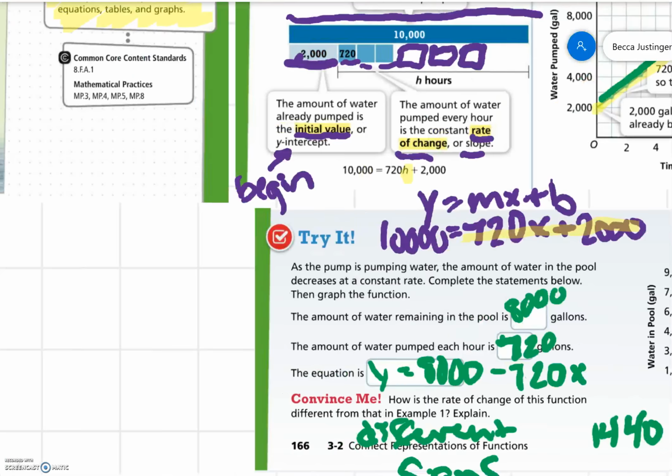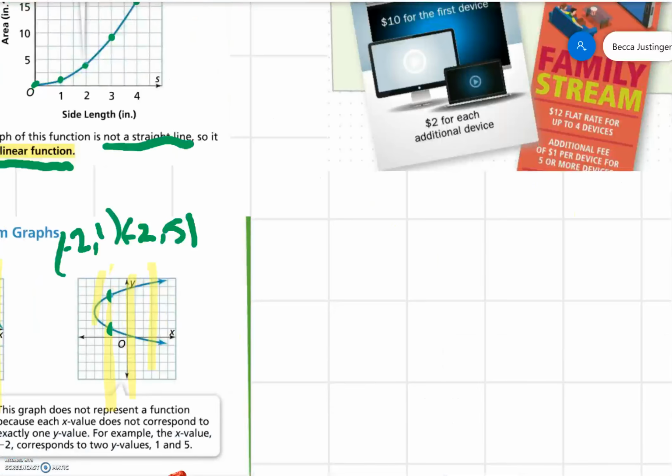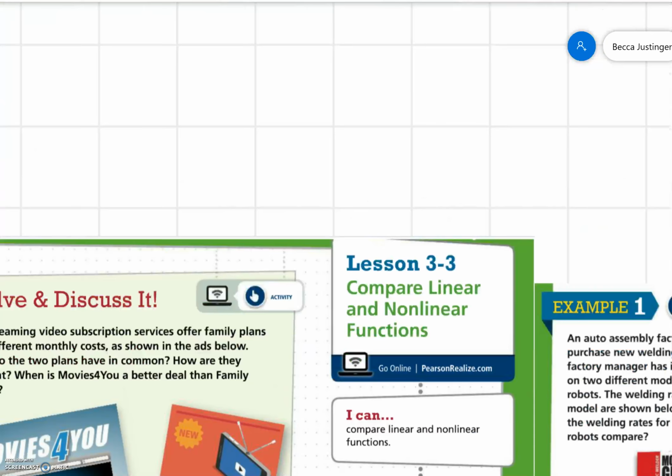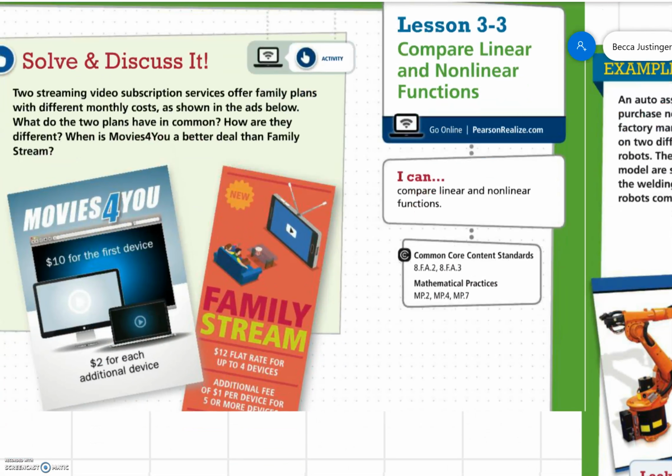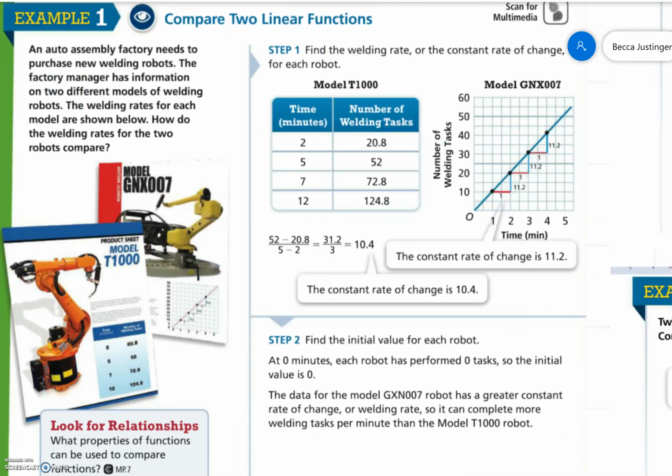All right, 8th grade, let's say it. I can identify functions by their equations, tables, and graphs. Moving on to lesson 3.3. Compare linear and nonlinear functions. By the end of this lesson, I want you to be able to say, I can compare linear and nonlinear functions. Again, we're going to skip this page and go right to example 1.